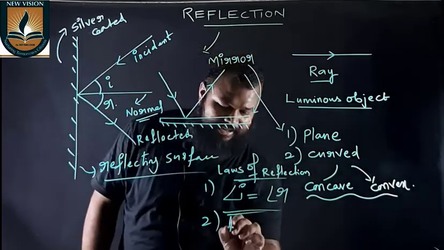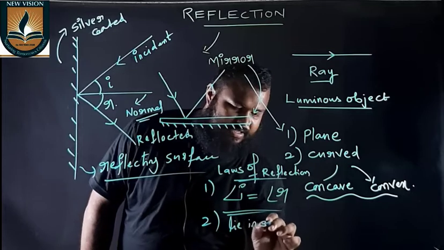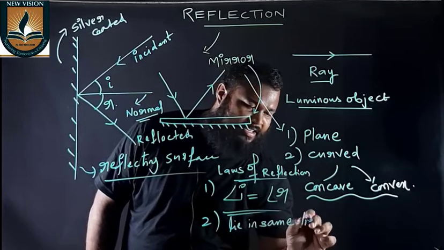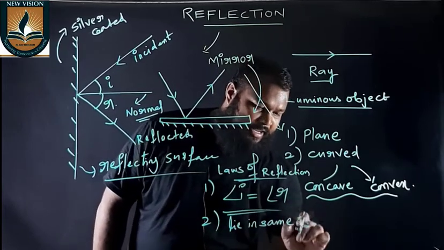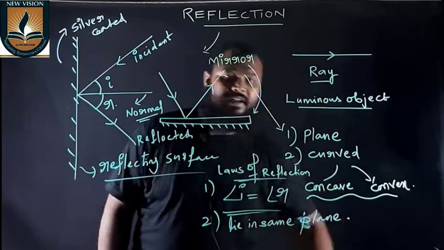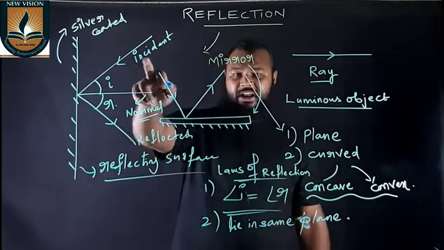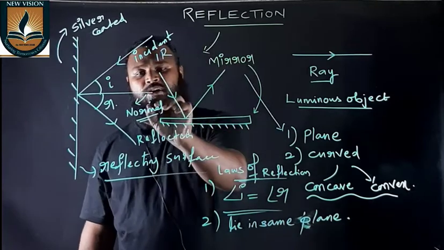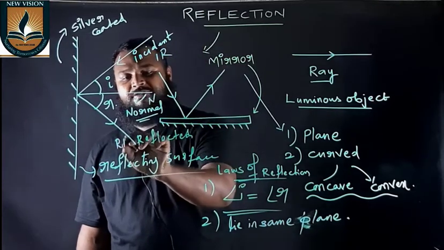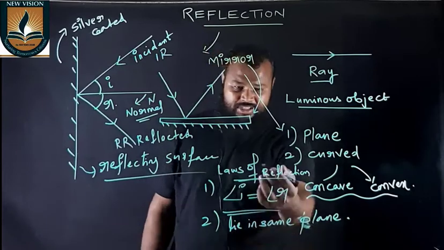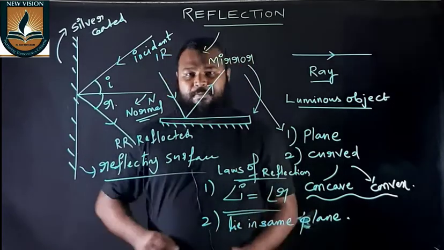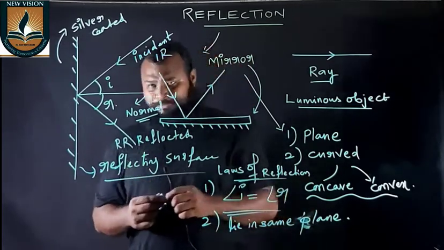So the incident ray, normal and reflected ray lie in the same plane. So what is lying in the same plane? Incident ray, IR, normal and RR, reflected ray. They are lying in the same plane. That is the second law of reflection. You got that one?